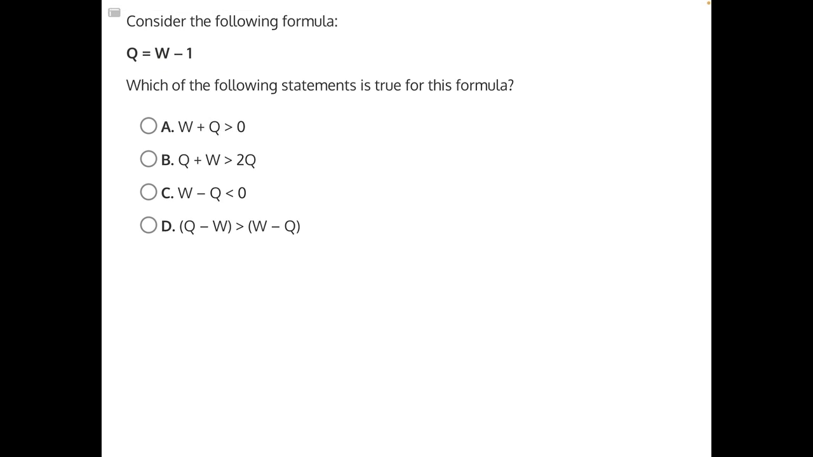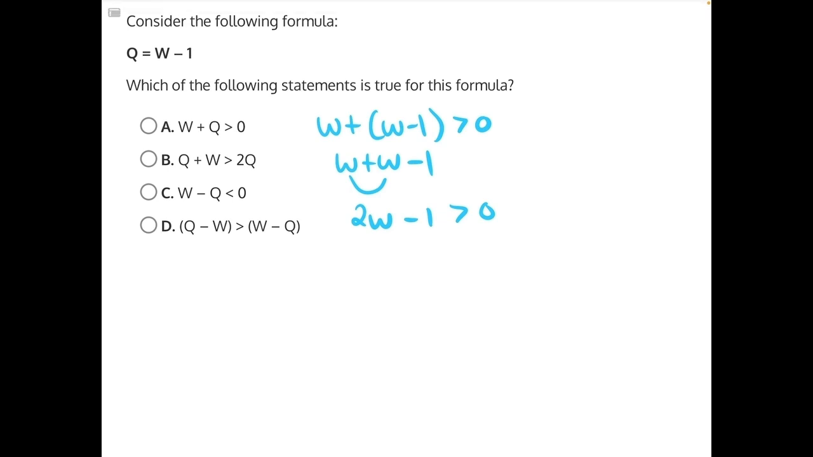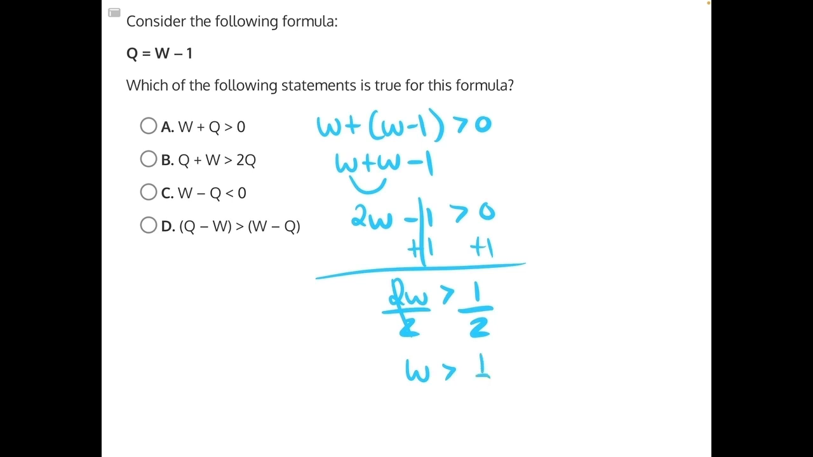Let's start with answer choice A. w plus q, which we know to be w minus 1, is greater than 0. When we simplify, we'll have w plus w minus 1. w plus w will give us 2w minus 1 is greater than 0. And at this point, we'll need to do opposite operations to isolate our variable w. The opposite of subtracting 1 would be adding 1 to both sides. These will cancel, leaving us with 2w is greater than 1. Then 2 is being multiplied to w, so the opposite would be dividing both sides by 2. These will cancel, leaving us with w is greater than 1/2.